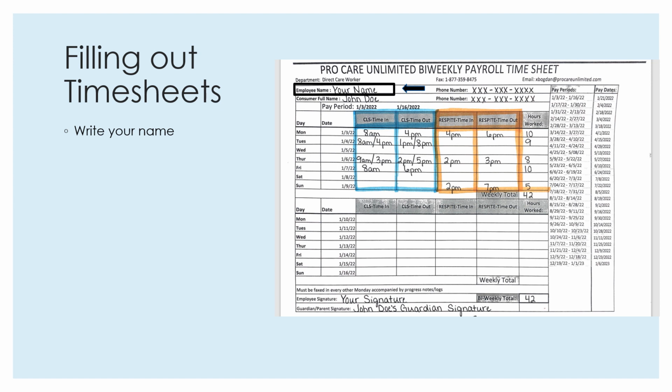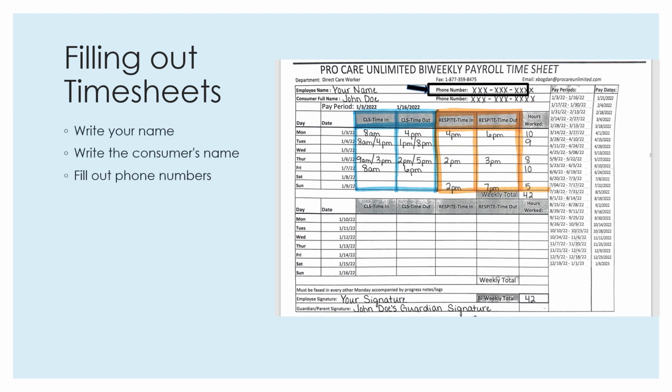Now it's time to start filling the timesheet out. First, you will write your name at the top of the page next to the employee name. Then, write your client's name next to the consumer name. Also, be sure you're filling out the phone numbers.